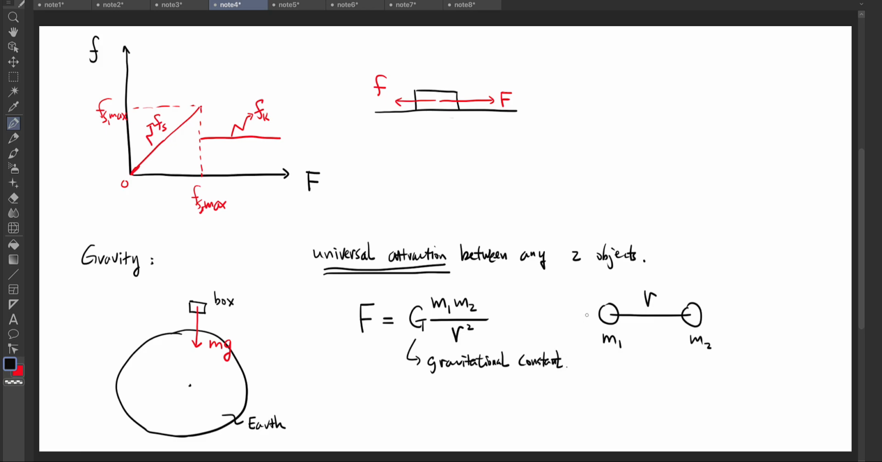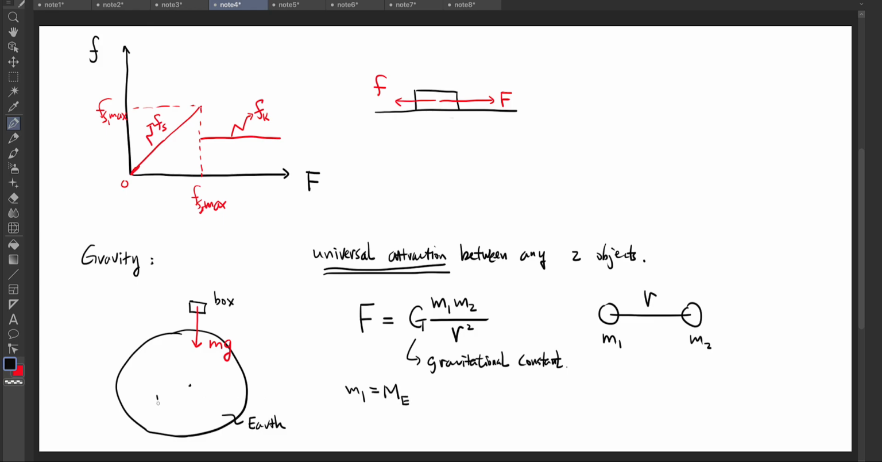So this law was discovered by Newton, and that explains the solar system, how planets revolve around the sun. Okay, so now let's relate this equation to the gravity that we talked about here, mg. How can I reconcile these two formulas? How are they related?